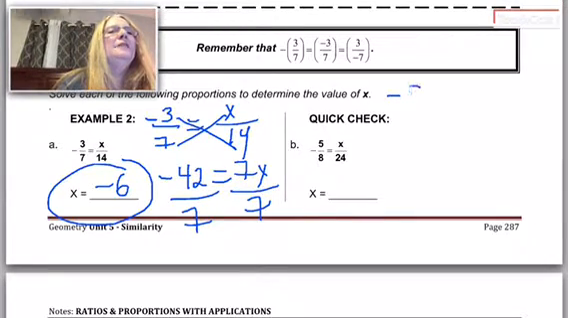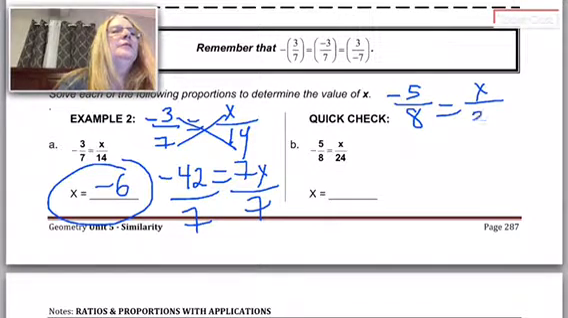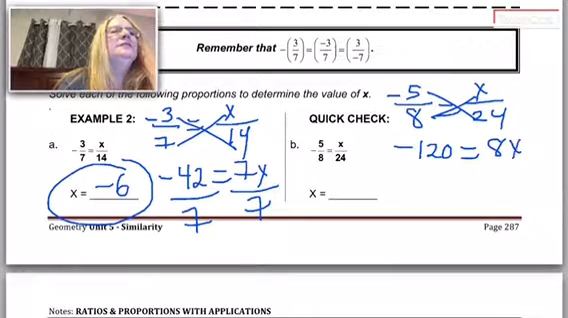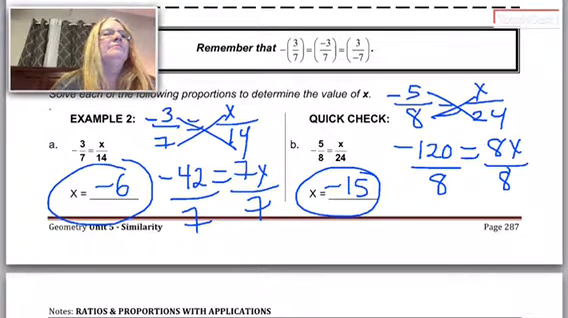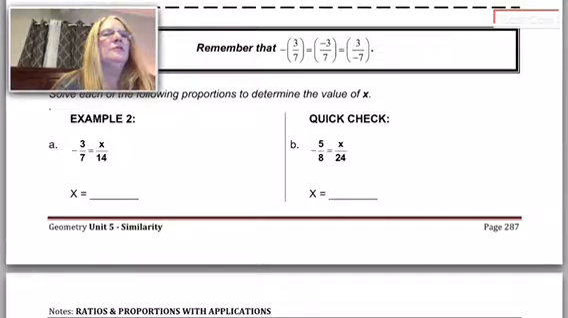Okay, I put the negative in the top. It doesn't matter where. And then when you cross multiply, you get negative 120 is equal to 8x. And then you divide both sides by 8. And you get x is equal to negative 15. Okay, so a little bit of algebra to solve the problems.